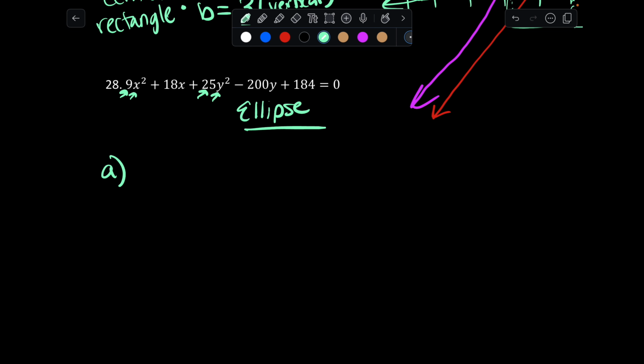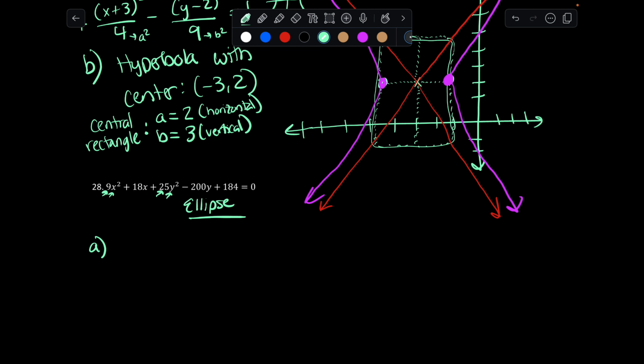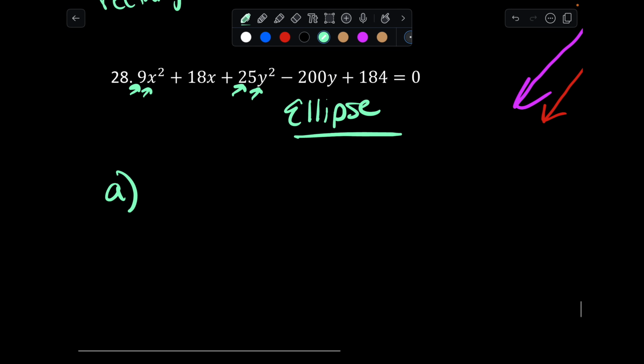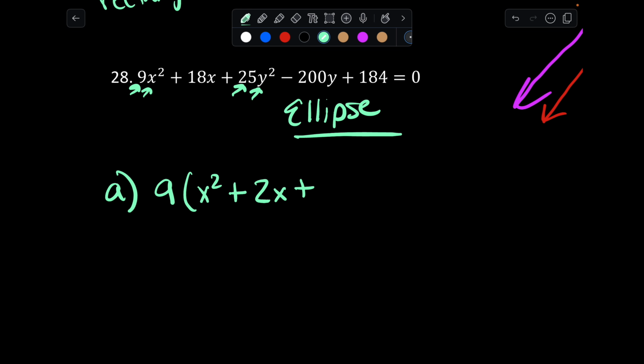So again, we can factor out 9 for the x's and then factor out 25 for the y's because we want to isolate the leading terms. So you can do a lot of these steps simultaneously, which is what we're going to do for this one since it's the fourth time. So we have 9 times x squared plus 18 divided by 9 is going to be 2. Complete the square. We have 2 divided by 2, which is 1. 1 squared will be 1.